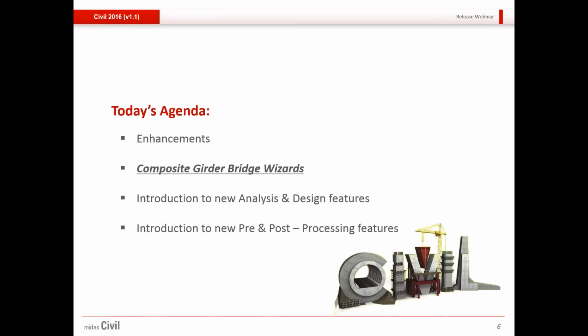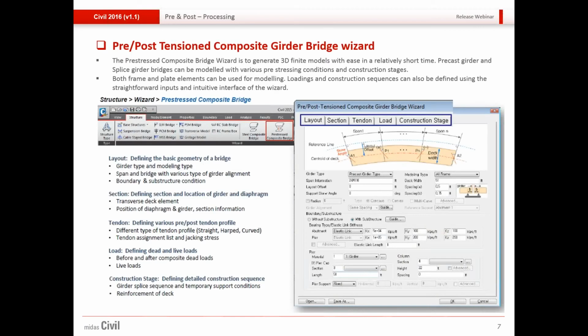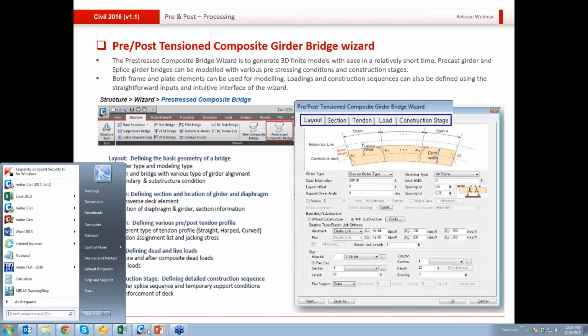So moving on, we'll first of all have a look at the composite girder bridge wizards. So the pre-post tensioned composite girder bridge wizard has been introduced. This is how the interface is. You have to enter the layout, the sections, the tendon profile details, the loads which would be acting, and the construction stage also could be specified in the wizard itself. This wizard will generate a model as either frame or both frame and plate. So I'll be explaining this via the software now.